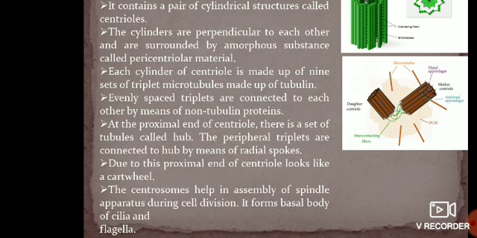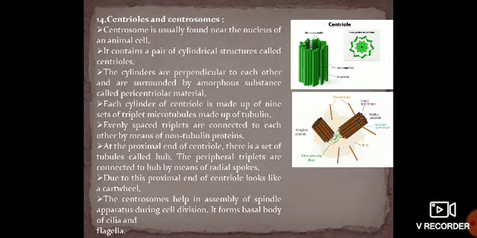Now, due to this, the proximal end of the centriole looks like a cartwheel that we can see, and the centrosome helps in assembly of the spindle apparatus during cell division. It forms the basal body of cilia and flagella, which I have already discussed with you all.